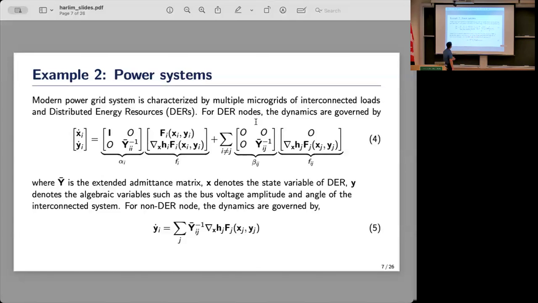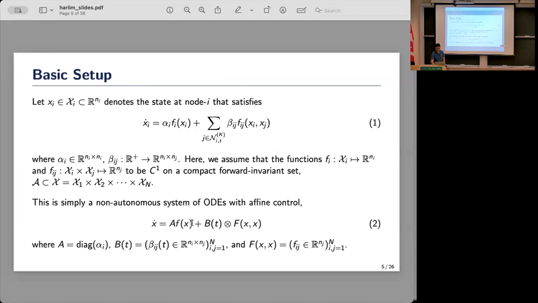X denotes a state variable. Y is like an algebraic variable that we are interested in to understand, let's say, the bus voltage, amplitude, angle, and so on. For the non-DER nodes, which are just the loads, you don't have the dynamics of X. You only have these dynamics, but they are forced by X at the other nodes. In this case, I think this is supposed to be J not equal to I. So these are just two examples of why we are interested in understanding this particular model.